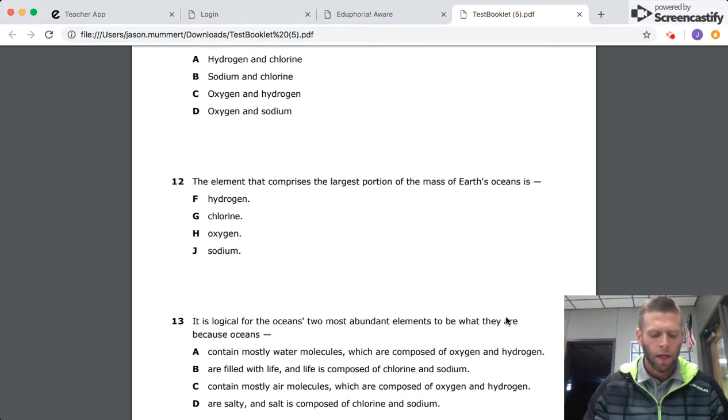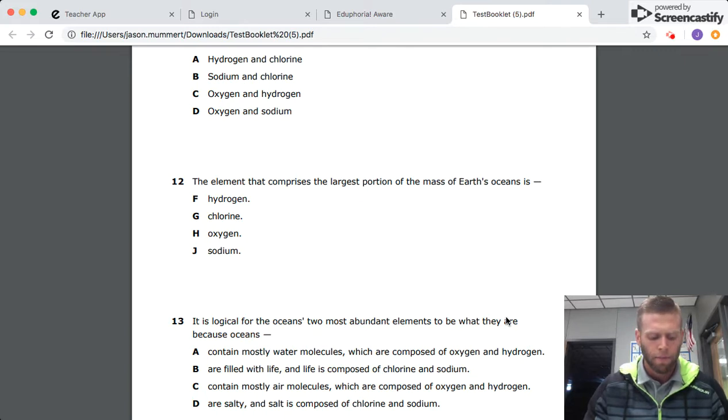Number 12. The element that comprises the largest portion of the mass of Earth's oceans is F, oxygen, G, chlorine, H, hydrogen, or J, sodium.